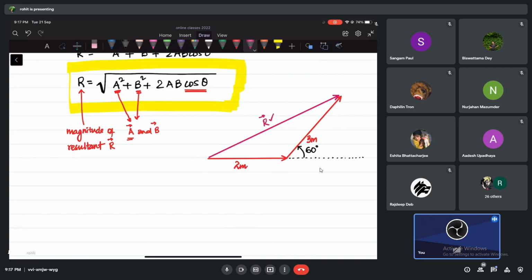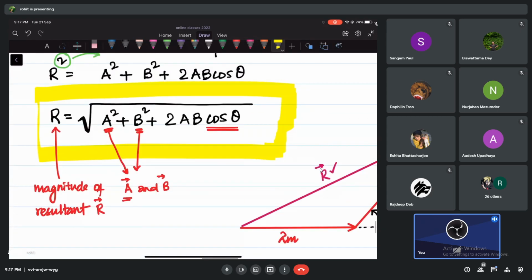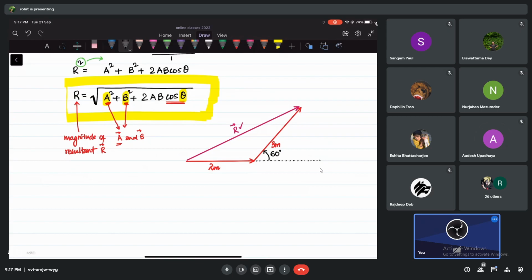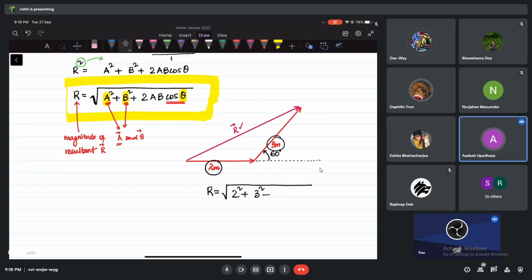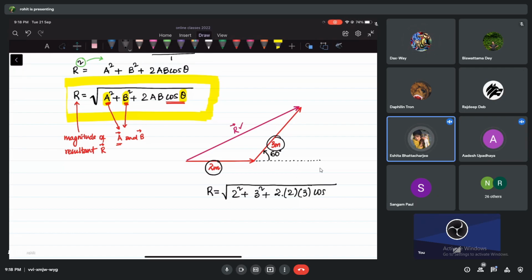Resultant. Now I'm going to tell you how long it is. I can tell you how long it is, because I know the magnitude of A vector, B vector, and I know the angle between them, no? So I should be able to tell you how long is R vector. So now tell me what to write, guys. Root over of A square. What is A here? A means 2 meters. 2 meters square plus 3 square plus twice A into 2 into 3, and cosine of what? Cos of 60 degree.